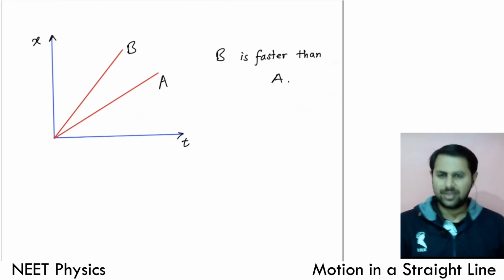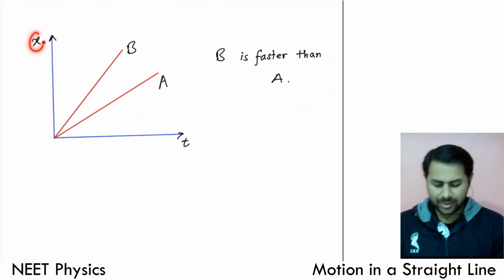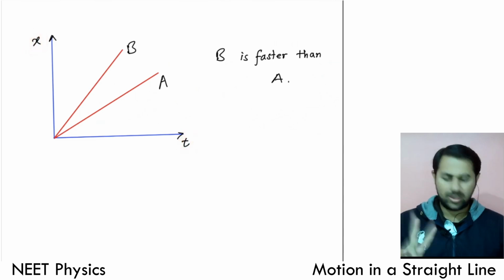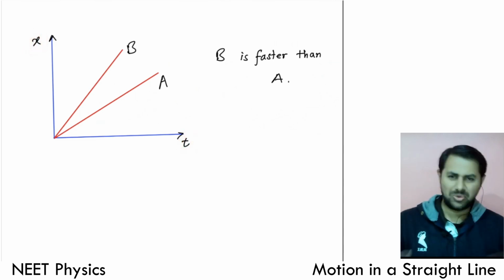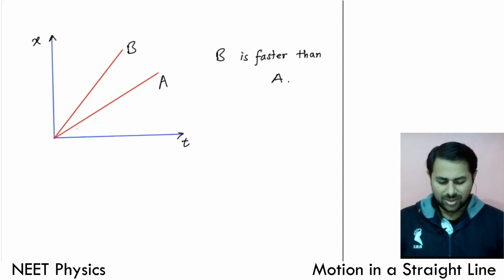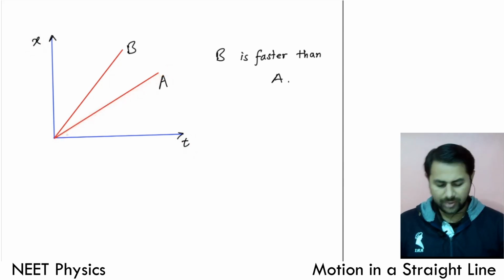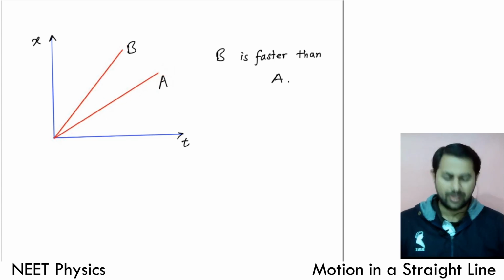Now let's come to this point. Suppose this is the x versus t graph of two students, or you can say two cars, any two. This is A, the position versus time graph of A. This is the position versus time graph of B. Which one is faster out of these two? Who is faster? B is faster, right?